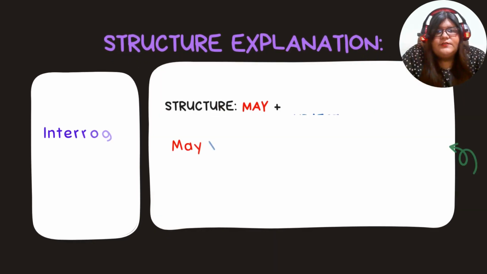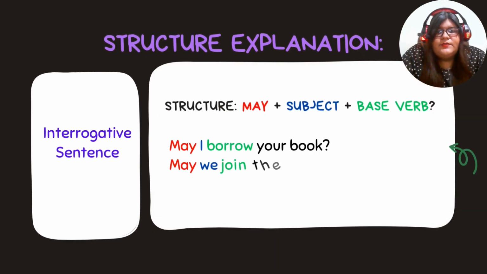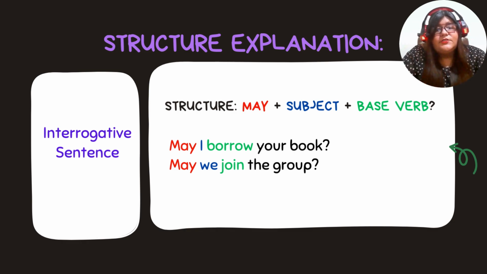Then we have here interrogative sentences, when you want to make a question, right? We will use from the beginning, as in every grammar structure, the modal verb from the beginning. May, then the subject, and then the base form of the verb. For example, may I borrow your book? May we join the group?